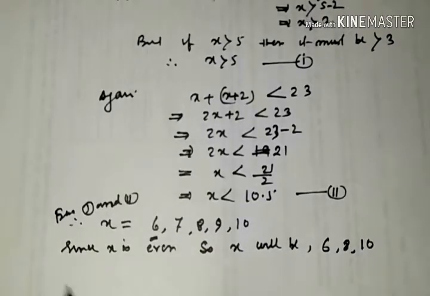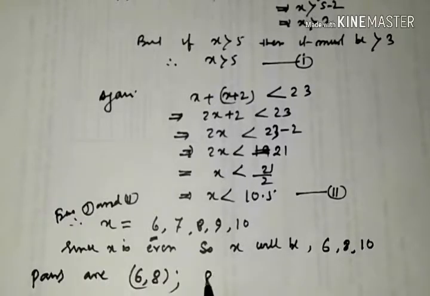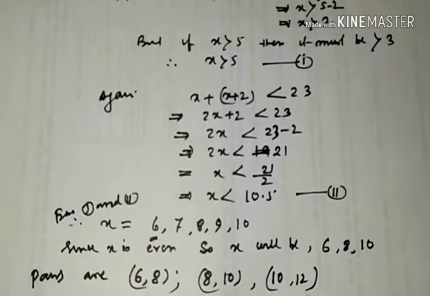Therefore the pairs are: if we take the value 6, the first is 6, then the other is 6 plus 2, which is 8, the first pair. If we take 8, then the other is 8 plus 2, that is 10. If we take x equal to 10, then the other is 10 plus 2, that is 12. So the pairs are 6, 8; 8, 10; and 10, 12.